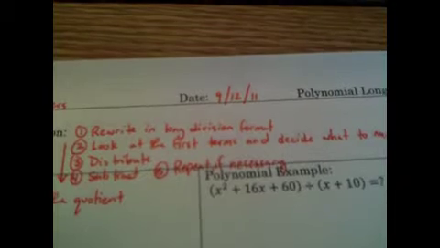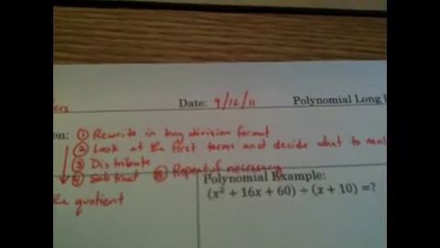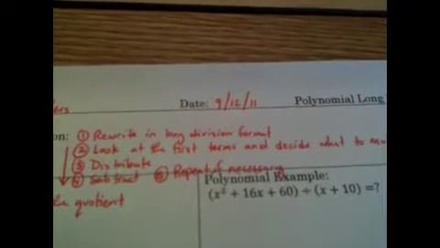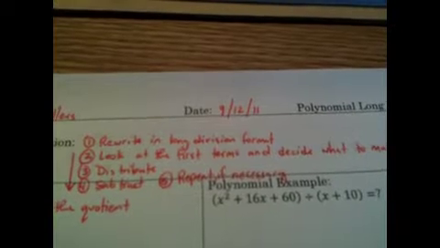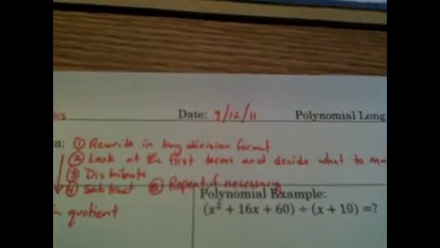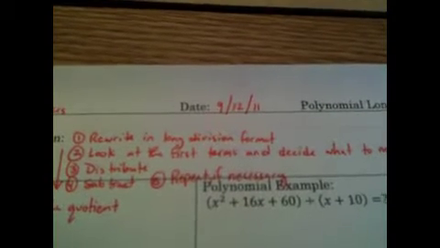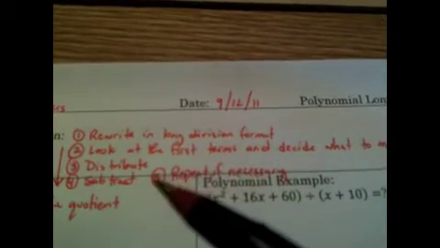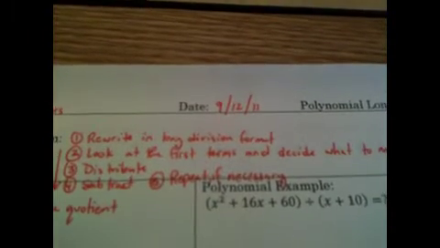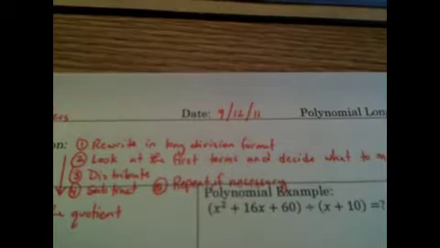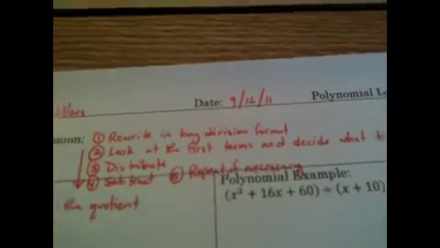The third step is once you figure out what to multiply by, you actually distribute. And when you distribute, you're going to get a multiplication, a product there. And then, step 4, you're going to subtract that product. And then you're going to get what's left over, and then you should repeat the process if necessary. When I say repeat, I'm repeating steps 2 through 4 if necessary. So: rewrite, look at the first terms, multiply, distribute, subtract, repeat if necessary.